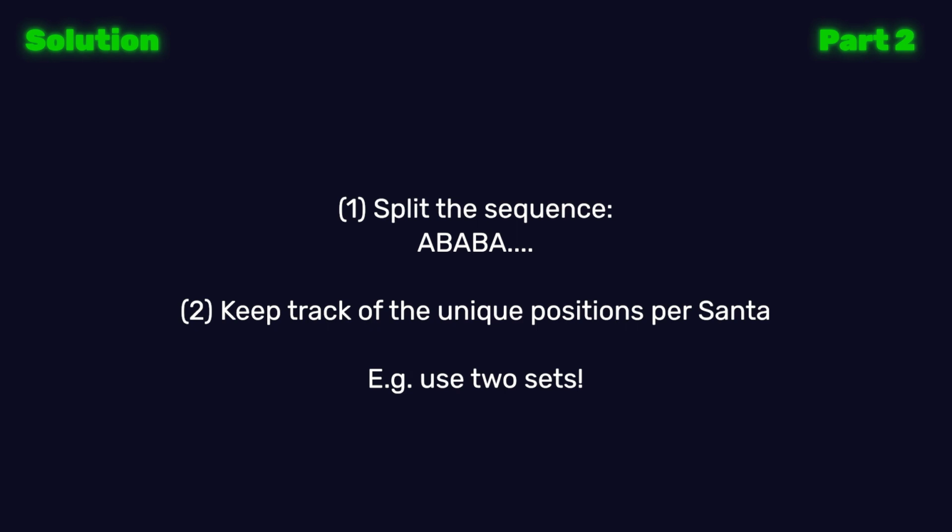Do be careful, though, that you will have 2 sets, so you need to merge or union those 2 to get the total number of unique positions. The alternative would be to simply use one set and keep track of 2 separate position pointers, and for every instruction add the new Santa or Robo-Santa positions to the same set, which gives you the union for free.